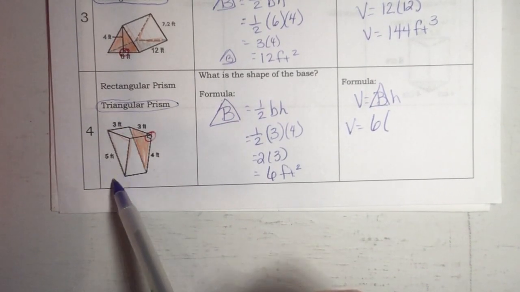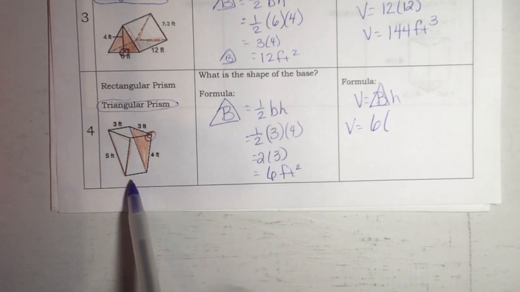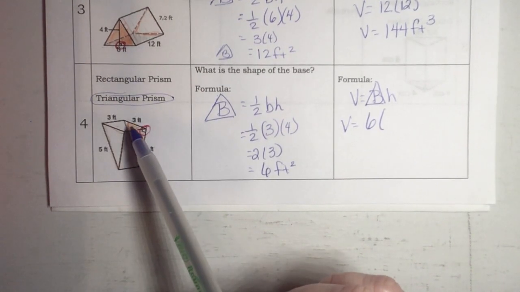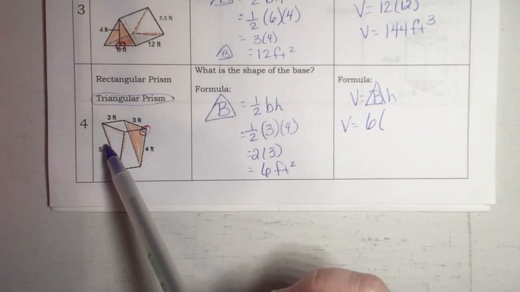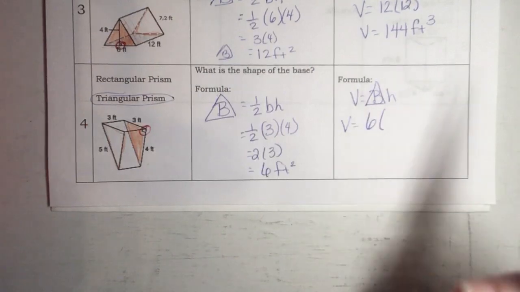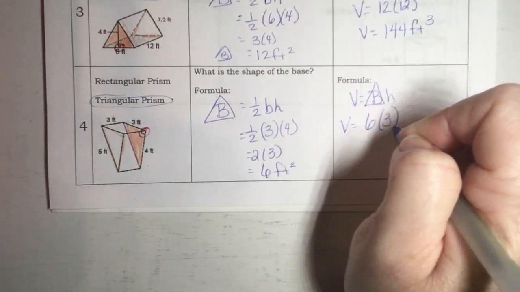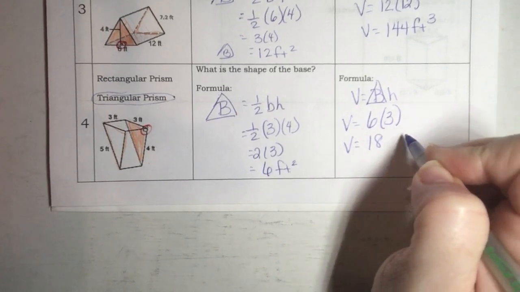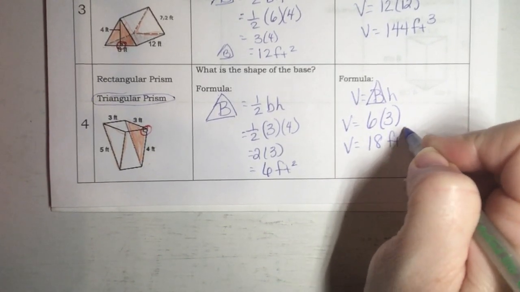A lot of kids want to say the 5 because it looks like it would be the height because it's kind of going up and down, right? But you gotta think, it's from the triangle to the triangle that is the height, and that is 3. So we're gonna say 6 times 3 is 18 cubic feet.